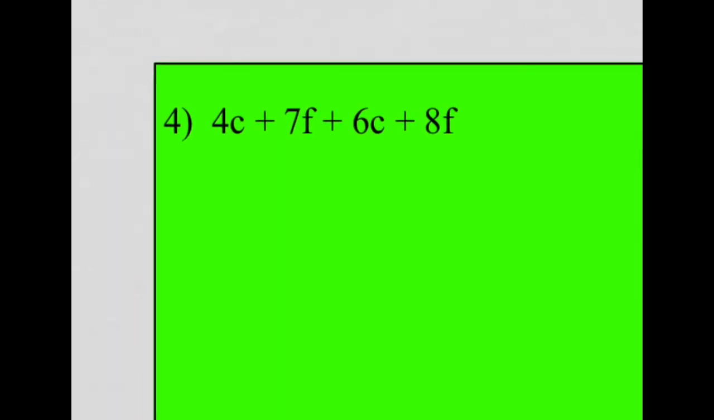In number 4, if we're to simplify this expression, 4c plus 7f plus 6c plus 8f, we combine the terms that have the same variable part. So in number 4, we have 4c, we have positive 6c, treat them like integers, they combine to 10c. And then we also have positive 7f, positive 8f. Those two integers combine to positive 15f. That's as simple as we can make that because we can't combine the c's and the f's because they're different variable parts.